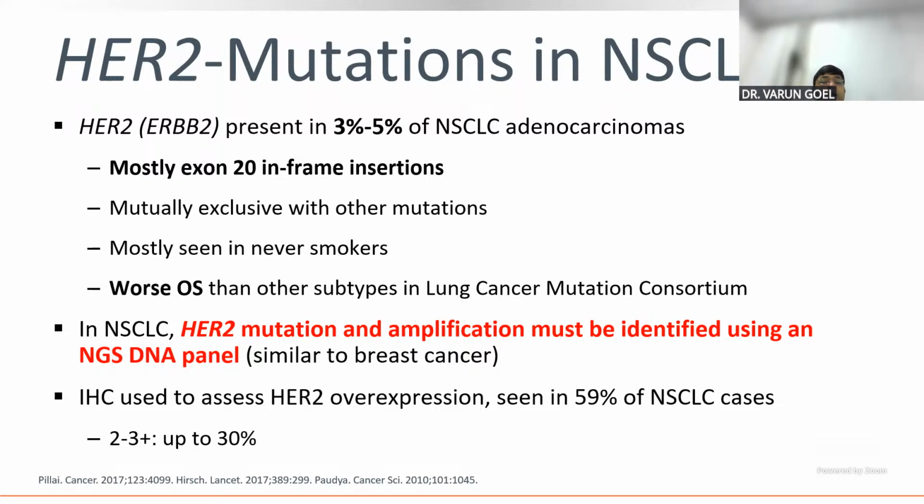But if we target these HER2 mutations and amplification via targeted therapy like the now available ADC, trastuzumab deruxtecan, then this survival can be improved. IHC used to assess HER2 expression is seen in 59% of NSCLC patients, but 2 to 3 plus only in about 3%.